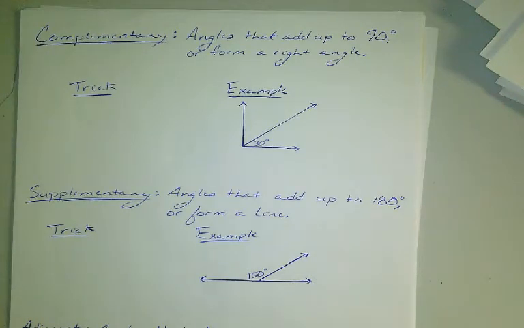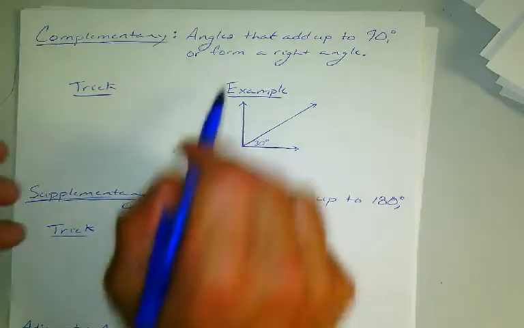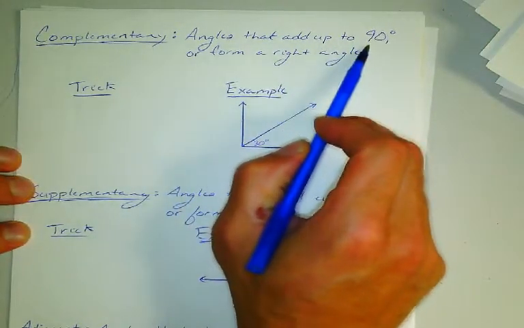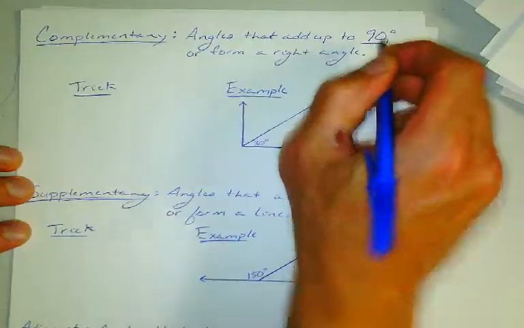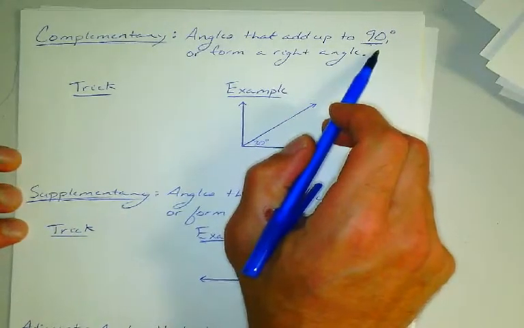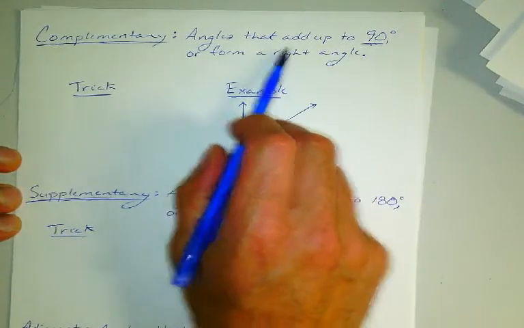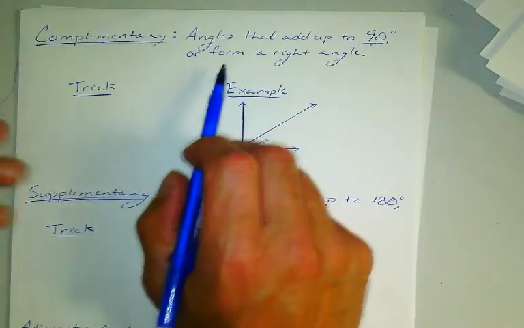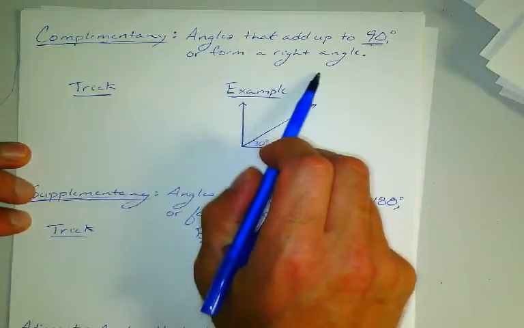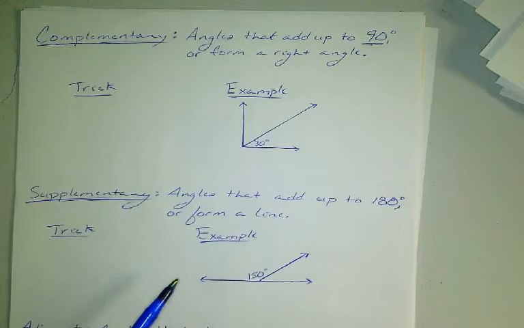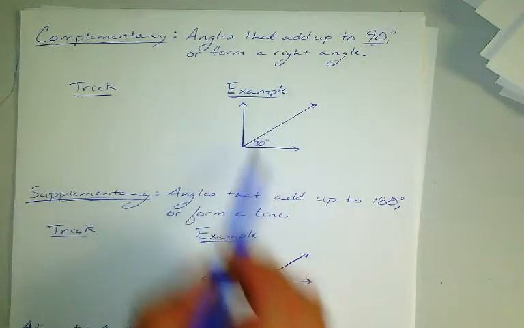All right, so complementary angles are angles that add up to 90 degrees. And remember, 90 degrees, that's a right angle. So they add up to 90, or we can think of it as angles that form a right angle. Now I have an example drawn here.